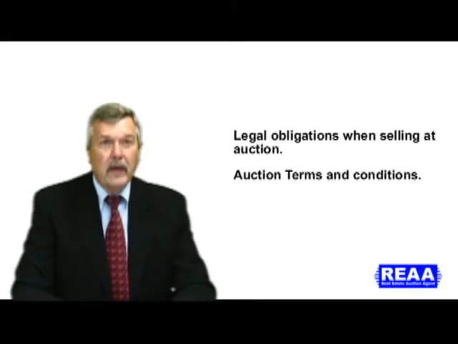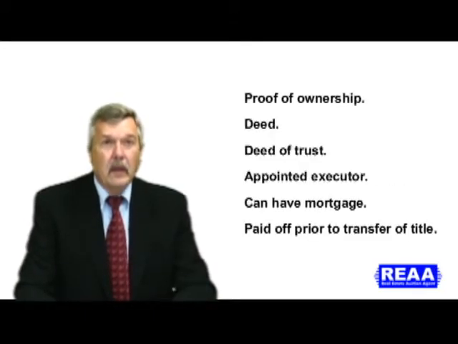In this module, we'll learn about legal obligations when selling at auction, and auction terms and conditions. The seller will have to have proof of ownership. That's generally done with the deed. If they have a mortgage on it, we'll need to have the deed of trust. If they're in an estate, it'll have to have the paper documenting that they're appointed to sell the assets of the estate.